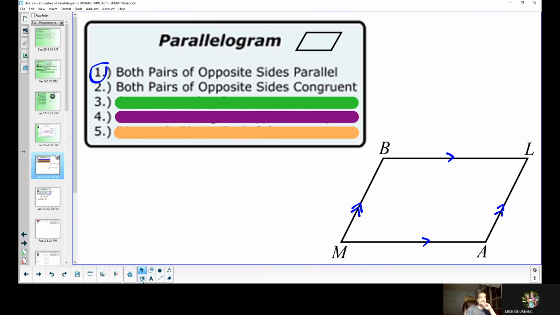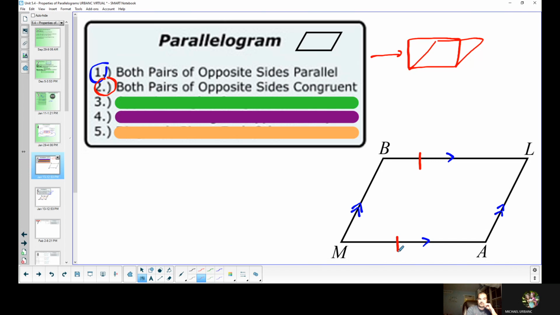Some of them are just kind of obvious. Property 2 is that both pairs of opposite sides are congruent. When I think of a parallelogram, I think of a rectangle that's been blown over. So take that rectangle and imagine it's blown over. It still maintains some of the properties of a rectangle, but it doesn't have the right angles that a rectangle does. So in this case, both pairs of opposite sides are congruent.